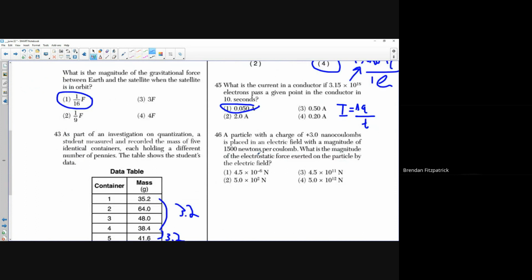A particle of charge 3 nanocoulombs is placed in an electric field of that many newtons per coulomb. What's the force? The electric field is equal to the force divided by the charge. So the electric field is 1500. That has to equal the force divided by the charge, and I'm solving for the force. The charge is 3 nanocoulombs, so that's 3 times 10 to the minus 9.